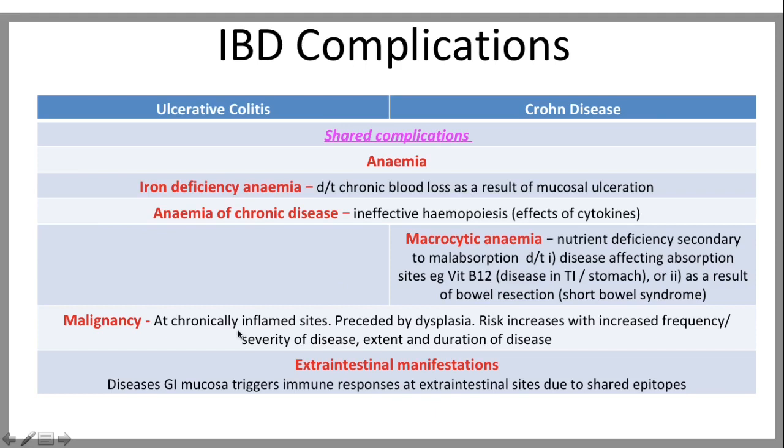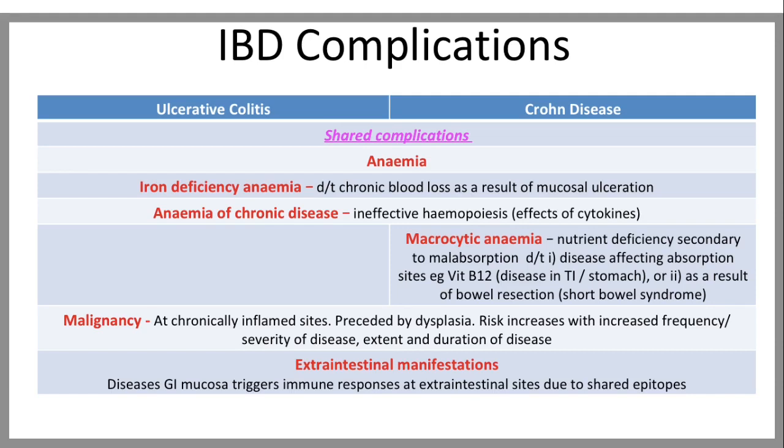Okay, another shared complication is malignancy, and this happens at chronically inflamed sites. They're preceded by a precancerous state called dysplasia, and the risk increases with increased frequency and severity of disease. And this is because we said that it could be a relapsing disorder. So the more frequent relapses someone has, the more the risk increases. And the more severe the disease is, the more the risk is also increased.